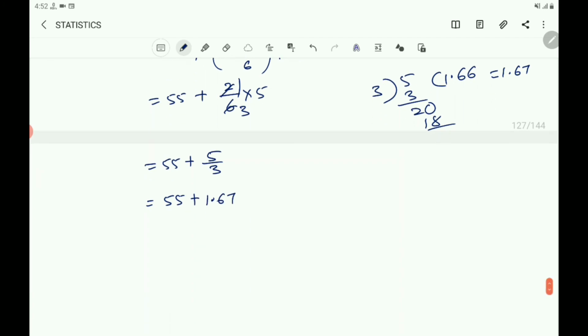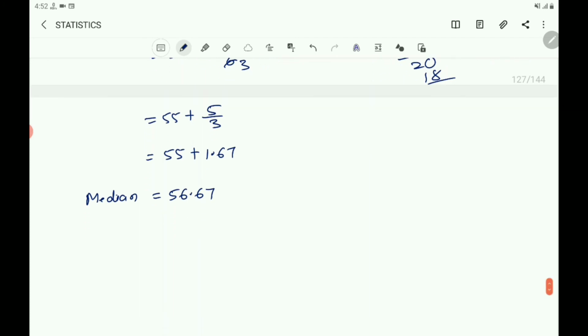So median equals 55 plus 1.67 is 56.67. The median weight of the students is 56.67 kg. Therefore, the median weight of the students is 56.67 kg.